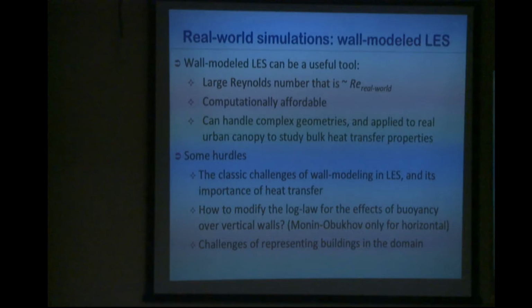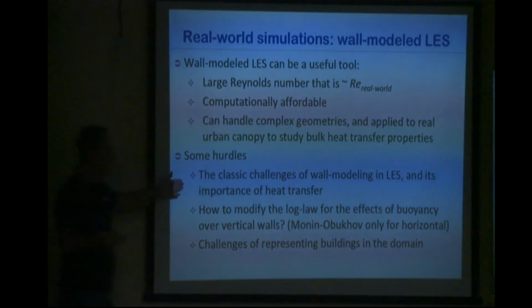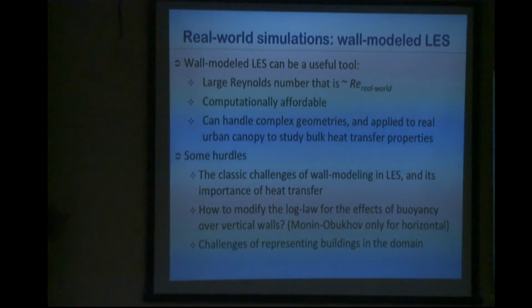So wall modeled LES is a useful tool because it allows us to do a large Reynolds number that's comparable to the real world. It's computationally affordable. We can do complex geometries and apply it to heat transfer. Some hurdles are the classic challenges of wall modeling in LES. We need the wall model to tell us what's happening in the viscous sublayer. For vertical walls, we need to modify the log law because Monin-Obukhov is for horizontal walls, not for vertical walls. And we have the challenge of representing buildings in the domain.